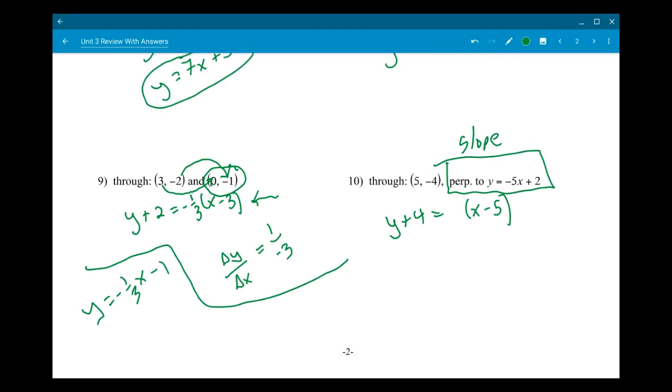Okay? And what we know about the slopes of perpendicular lines is that they are opposite reciprocals, meaning I've got to turn -5/1 into a positive number and flip the fraction. So I'm going to turn it into +1/5. And that would be the slope of a line perpendicular to it. So the slope of my line is 1/5.